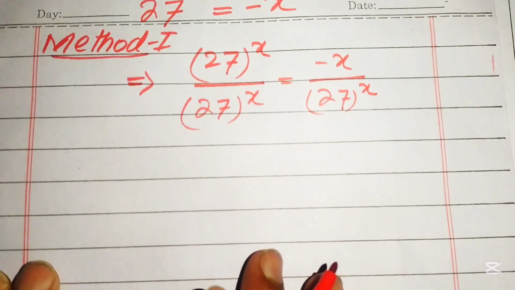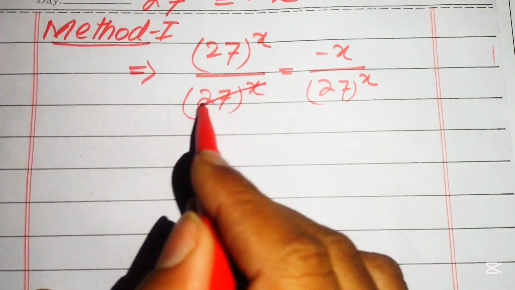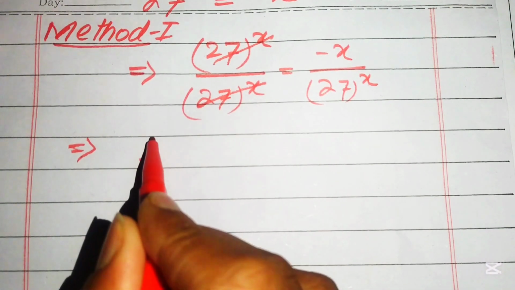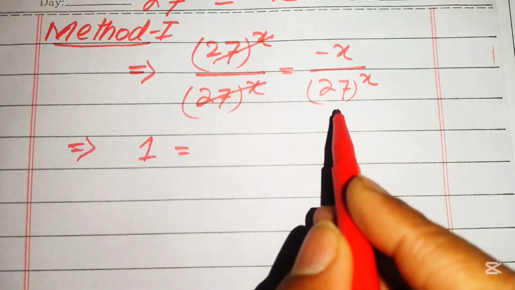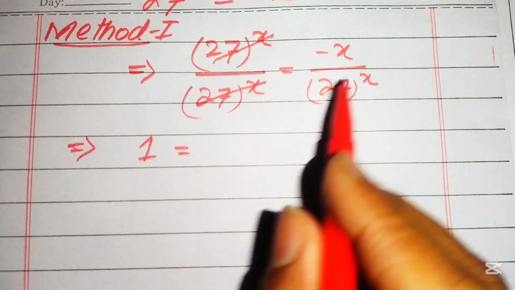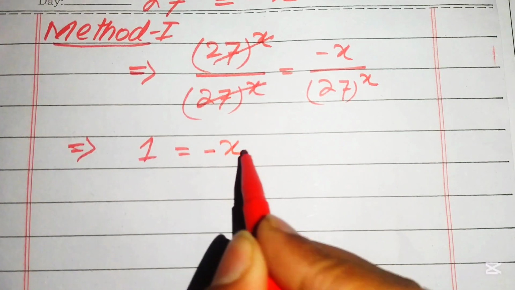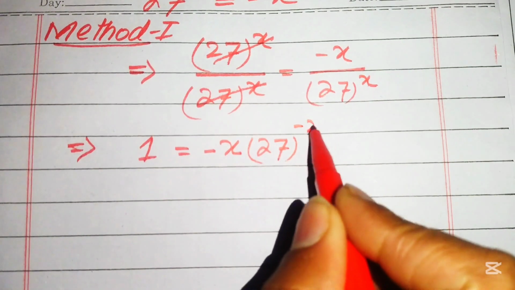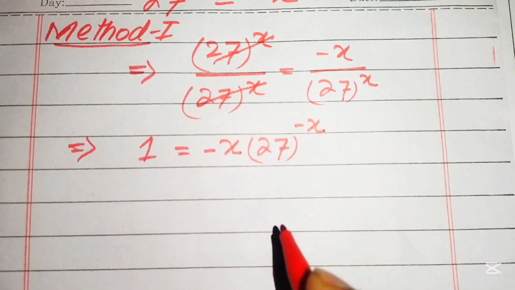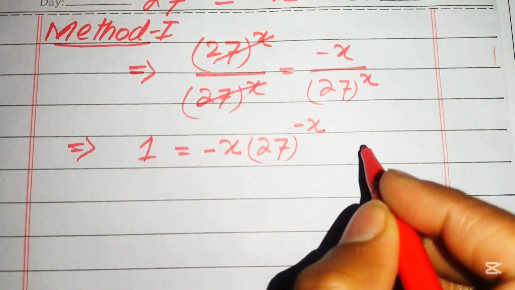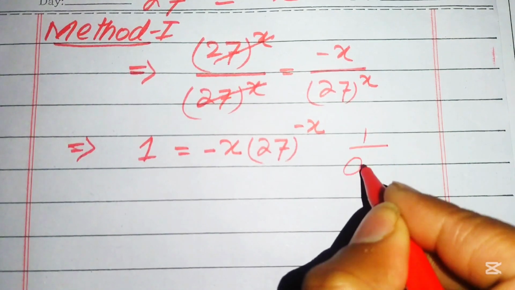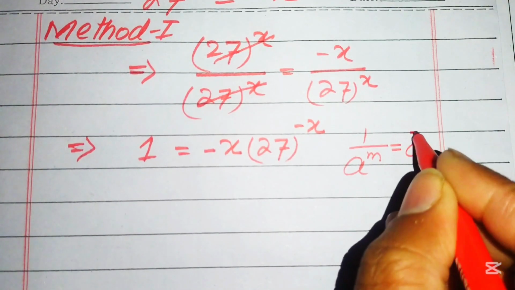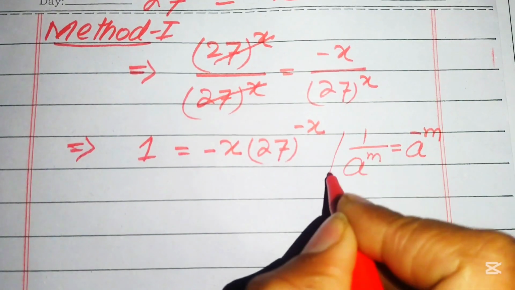Now after that, you see these two terms cancel each other, so we get 1 is equal to, here we move this 27 to the power of x to the upside, so it will be written as minus x into 27 to the power of minus x, because here we apply this nice exponential law. You know that if we have 1 over a to the power of m, it is equal to a to the power of minus m.